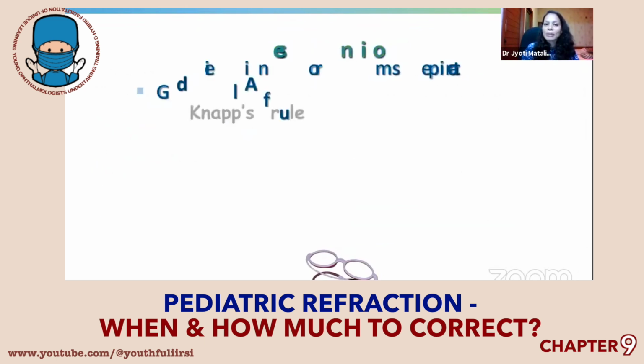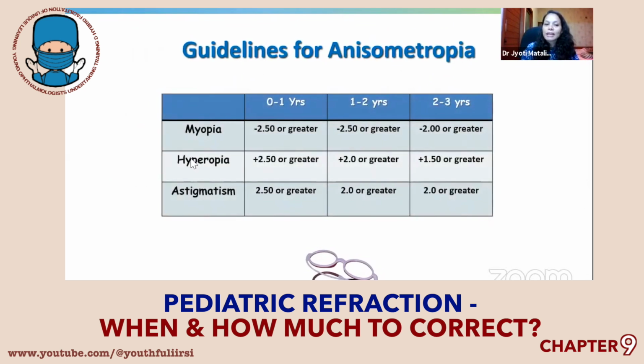So what are the guidelines for anisometropia? You need to understand it differently for myopes, hypermetropes, and astigmatism. Between 0 to 1 year, anything above 2.5, whether it's plus or minus or astigmatism, should be given. Now, 1 to 2 years, myopia up to 2.5, but hyperopia and astigmatism up to 2.